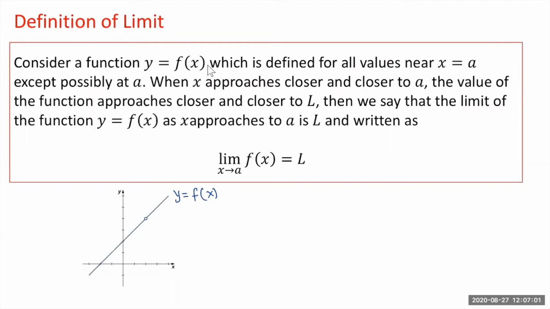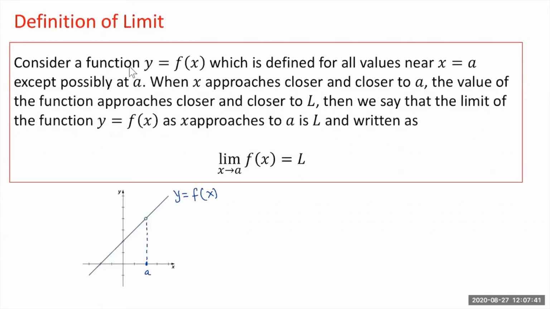So consider a function y equal to f of x, which is defined for all values near x equal to a. So if a is here, suppose this point on the x-axis is x equal to a. So around this point, you can see to the left of a, the function is well defined. To the right of a, the function is well defined. But here in the middle, at x equal to a, it is not defined. So it can be defined, or even if it is not defined, that's fine.